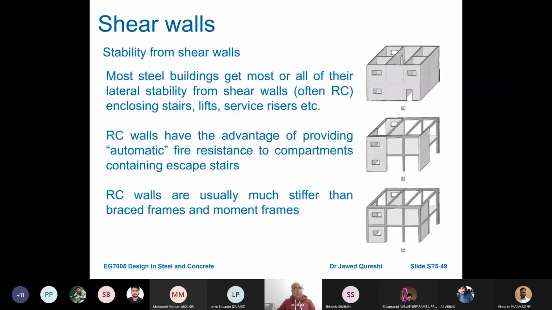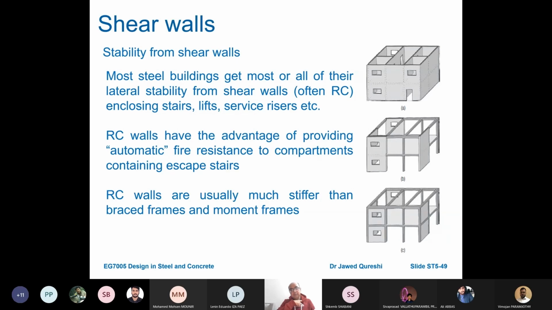Shear walls. Now, stability from shear walls. Most buildings get most of their lateral stability from shear walls, which are enclosed in stair shafts and lift or service risers. And certainly in case of concrete buildings, we provide shear walls across the lift shaft. And RC walls have the advantage of providing automatic fire resistance to compartments containing escape stairs. That's another advantage. RC walls are usually much stiffer than braced frames and moment frames.